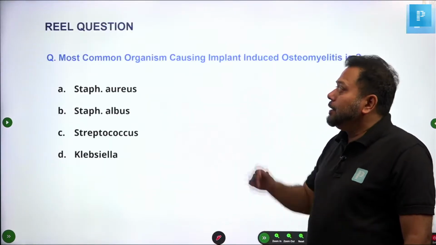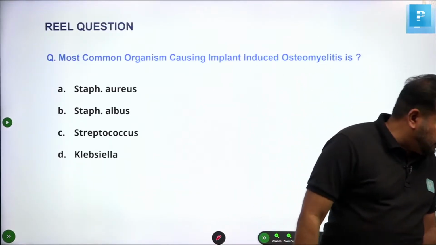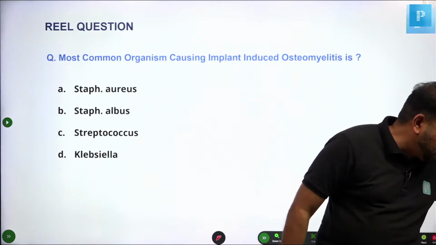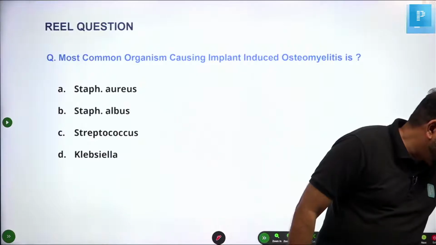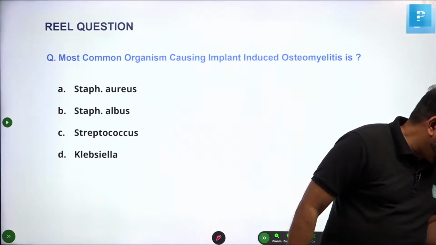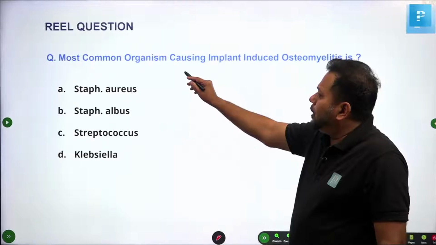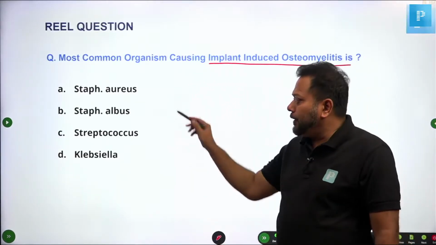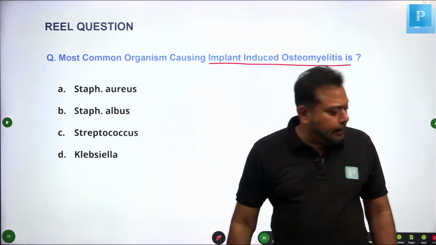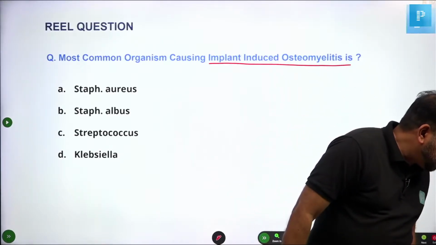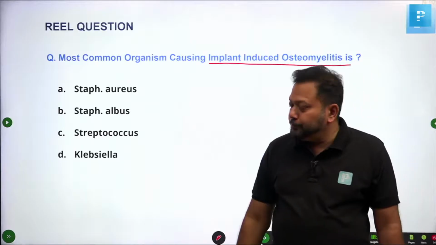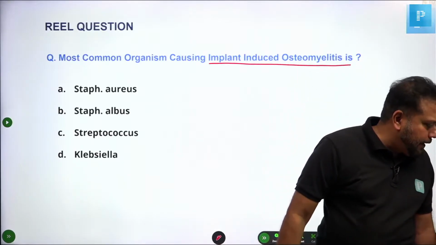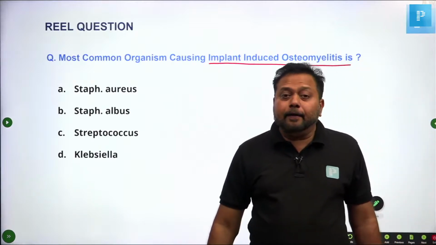Now coming to the third real question. Most common organism causing implant-induced osteomyelitis: Staph aureus, Staph albus, Streptococcus, Klebsiella. Implant-induced, most common organism. Again, this is a very, very slippery area, dear guys and girls.